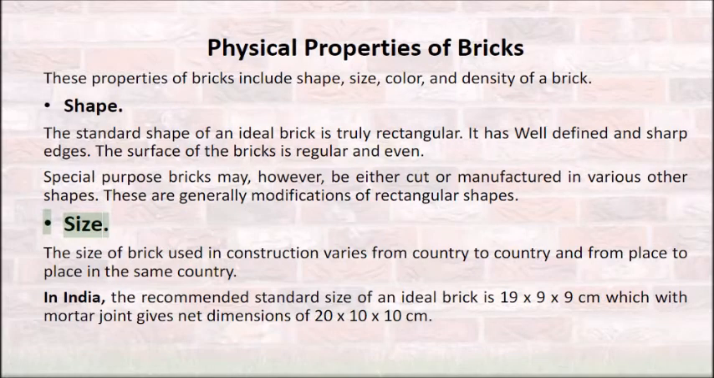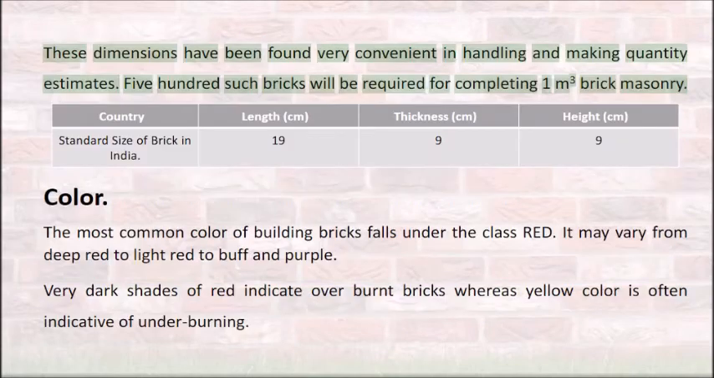Size. The size of brick used in construction varies from country to country and from place to place in the same country. In India, the recommended standard size of an ideal brick is 19 x 9 x 9 cm, which with mortar joint gives net dimensions of 20 x 10 x 10 cm. These dimensions have been found very convenient in handling and making. Quantity estimates: 500 such bricks will be required for completing 1 m3 of brick masonry.